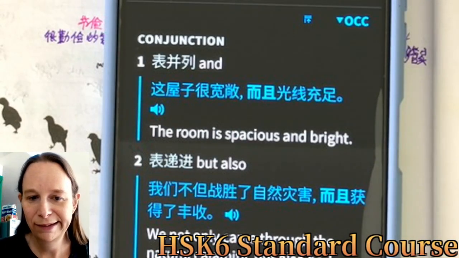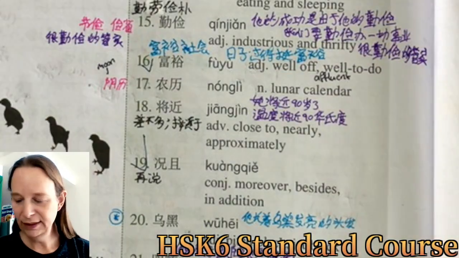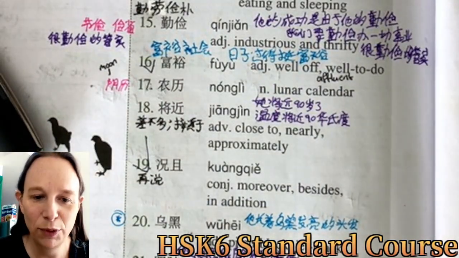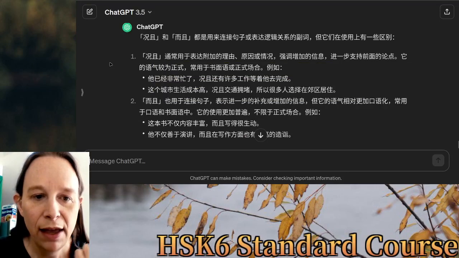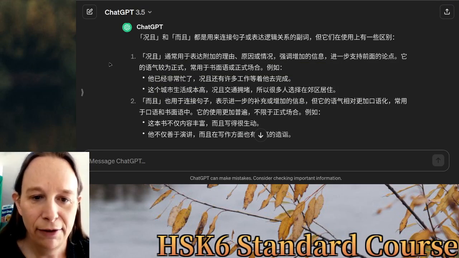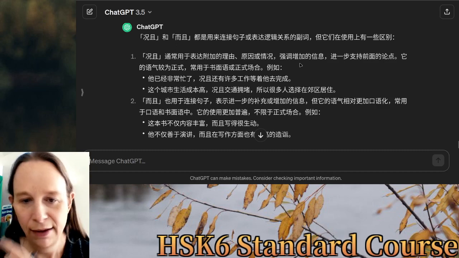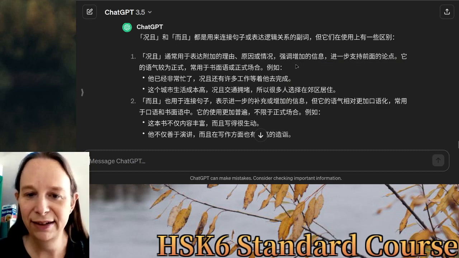这屋子很宽敞而且光线充足。So it seems like the grammar for 况且 is a bit more specific. Okay, 况且,通常用于表达附加的理由, so additional reasoning, 原因和情况, additional reasoning, reasons or situations.